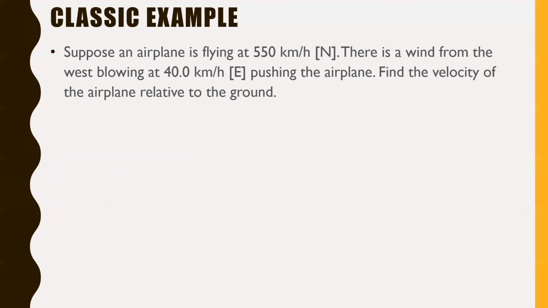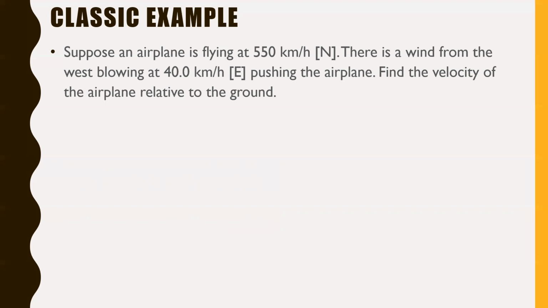So here's the first one. Suppose an airplane is flying at 550 kilometers an hour north. Now, there's a wind from the west, so it's blowing to the east, but it's coming from the west, blowing at 40.0 kilometers per hour east, and it's pushing the airplane. Find the velocity of the airplane relative to the ground, right?